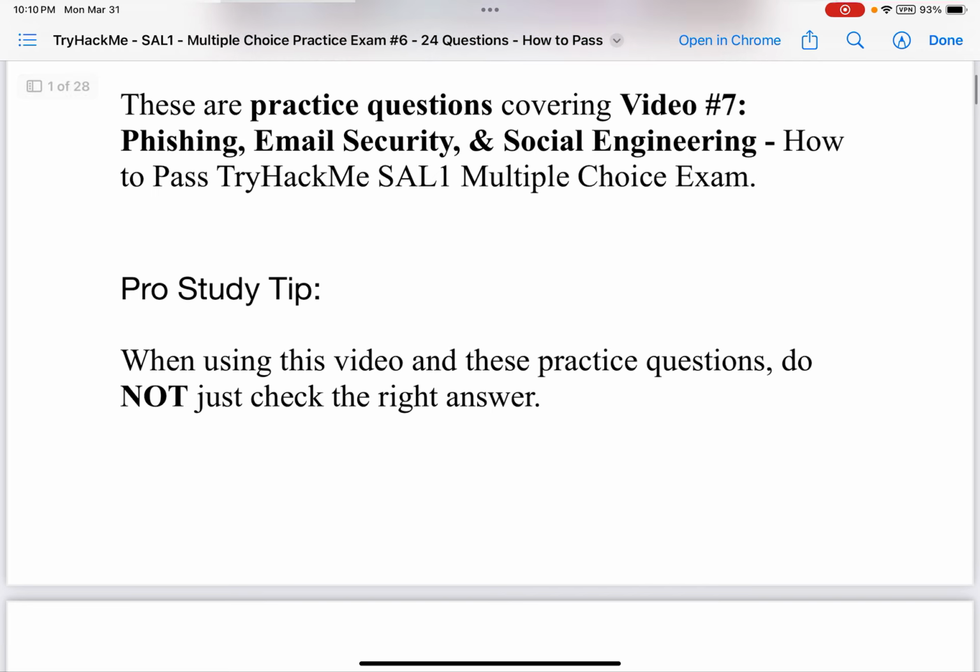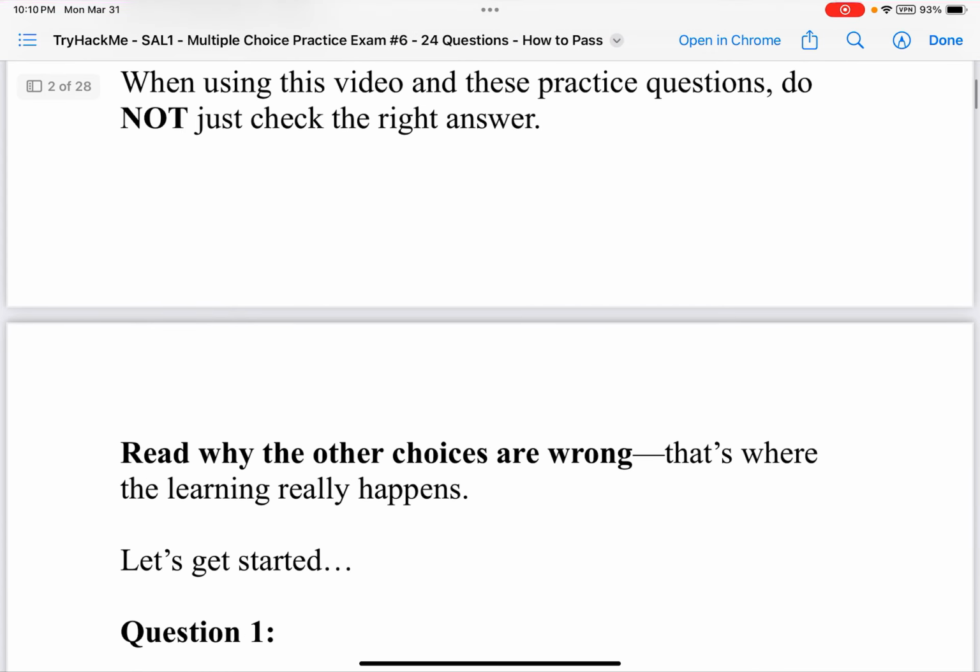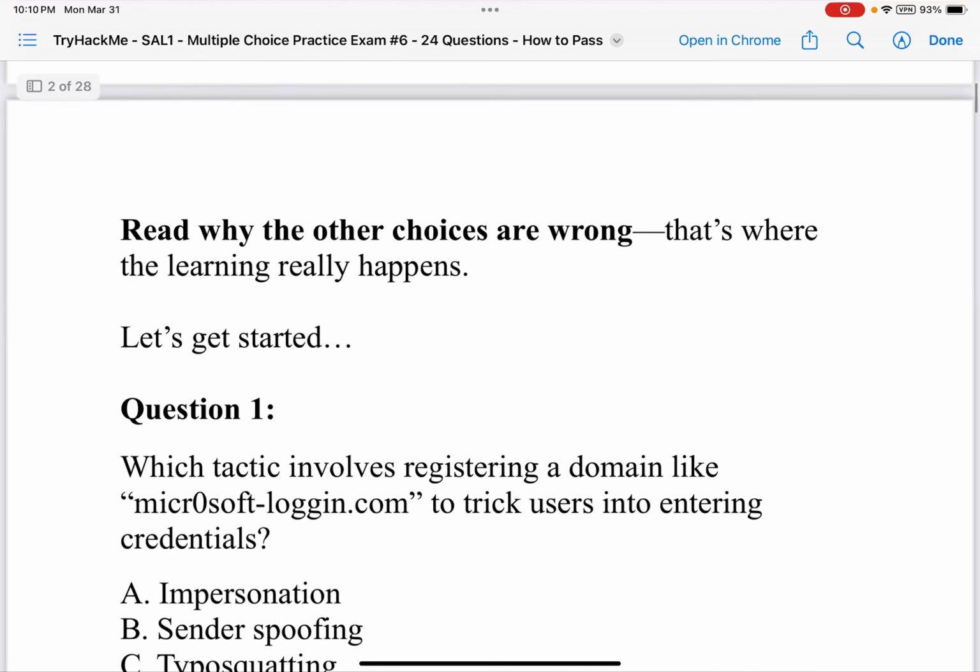Pro study tip. When using this video and these practice questions, do not just check the right answer. Read why the other choices are wrong. That's where the learning really happens. Let's get started. Question number 1.